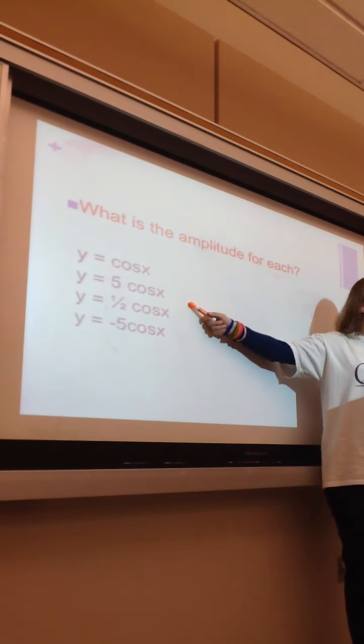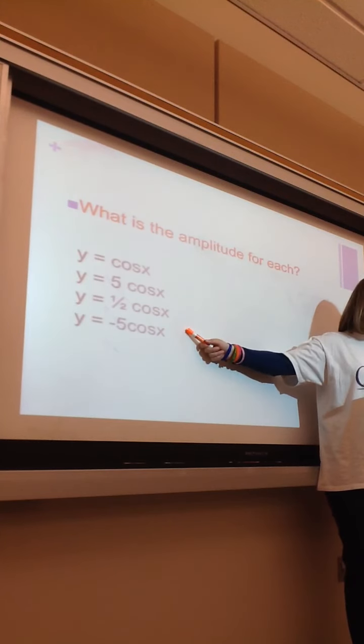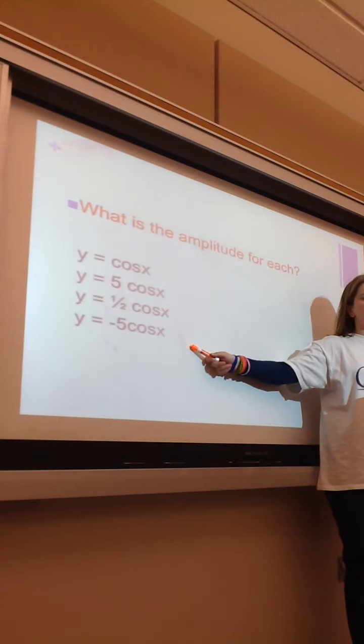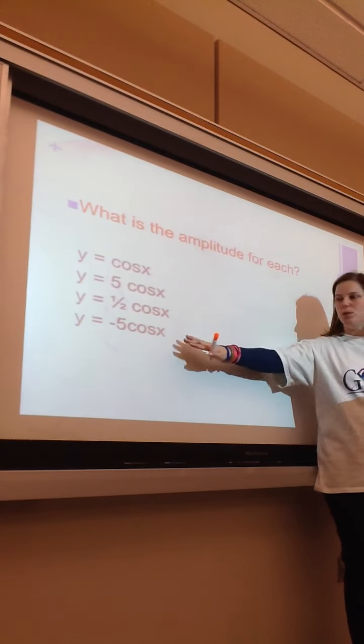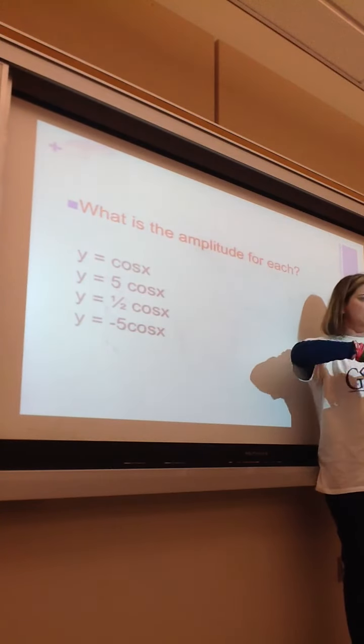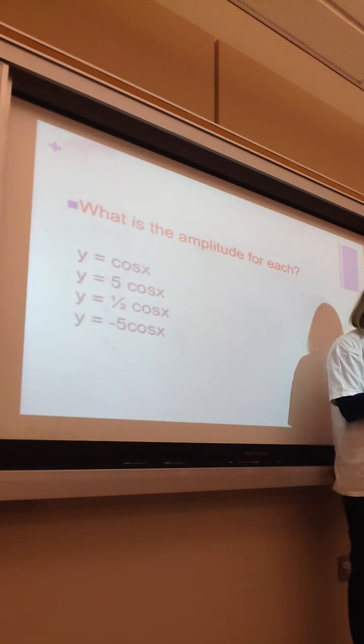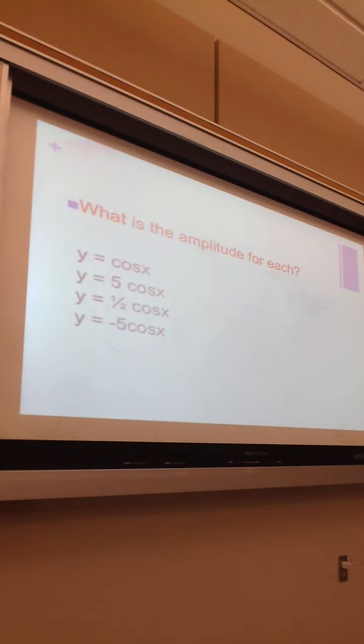What about the second one? What's the amplitude? 5. Where does it start, though? This graph starts at where? At 5, -5, 1, -1, where does it start on the y-axis? -5. Is that good? Amplitude is still 5. The sign just changes how we start the graph. Okay? Next slide.